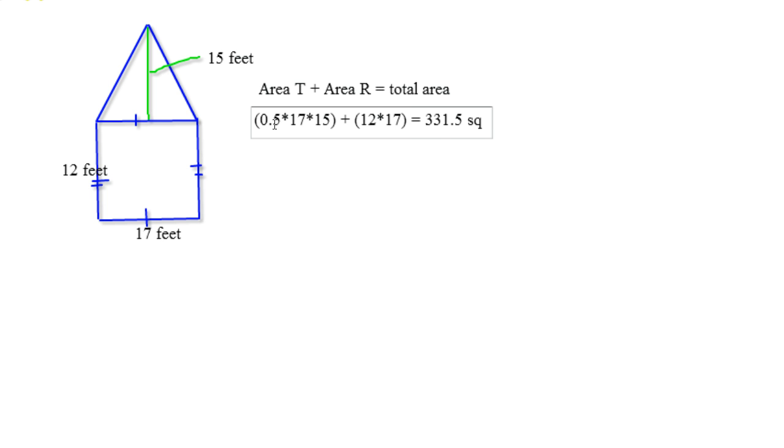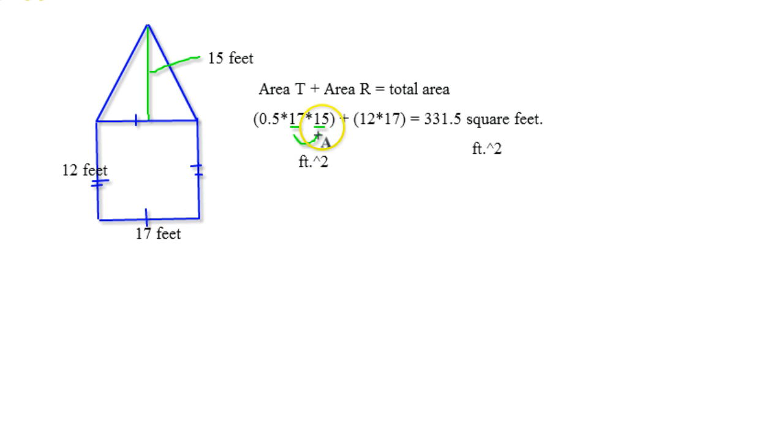331.5 square feet. Now, since we are dealing with units, especially in area, we need to remember to have the square units: square feet, square centimeters, whatever square footage you're dealing with. Just put a square on it. You could also write this as feet squared. It's totally up to you. And that totally makes sense because this is a foot and this is a foot, and two feet times each other is going to get a square foot.